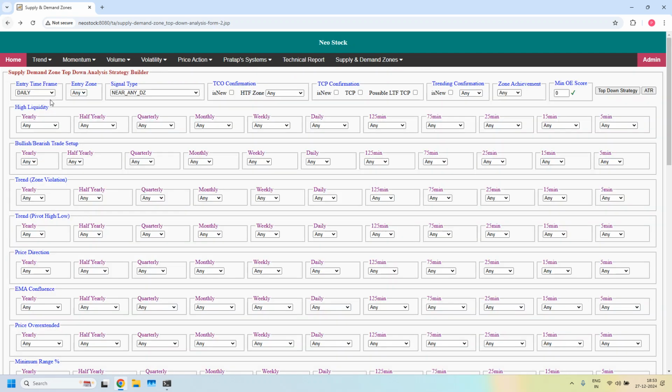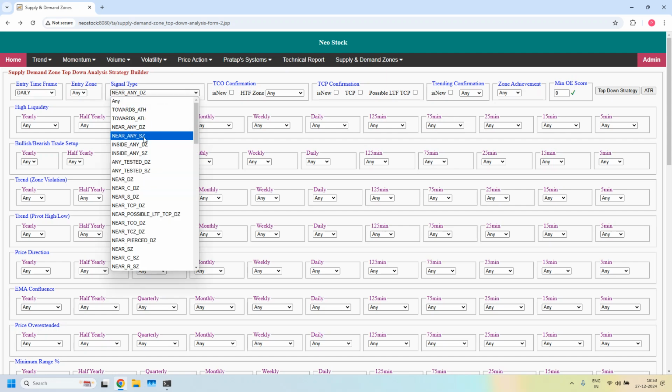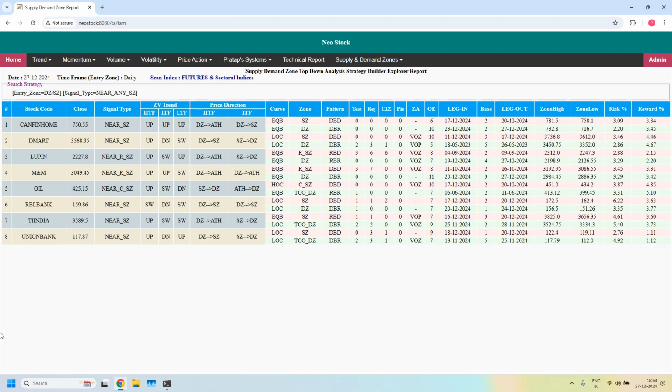Okay, next, daily time frame. Let us find the stocks near the daily supply zone. 8 stocks are filtered. Let us identify high liquidity zones from this list, daily high liquidity supply zones. Lupin is having a daily high liquidity supply zone. Mahindra and Mahindra, OIL. So we identified 3 daily high liquidity supply zones from this list.